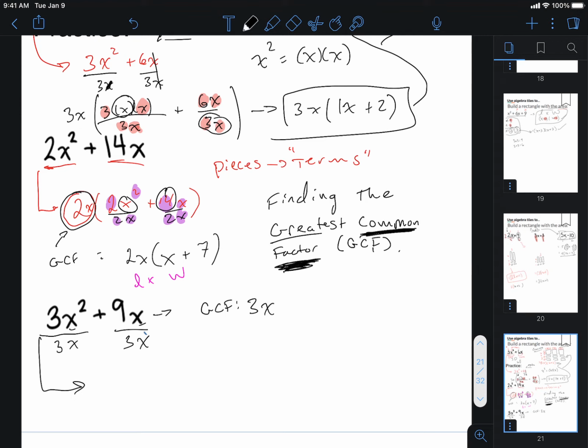So if I were to try and simplify this then, I could rewrite it. If I'm dividing both of these by 3x, then I have to write a 3x out front as multiplication. And then you just tell me what's left after you do the math on this. So you should get x plus 3. Okay, does anybody have any questions?